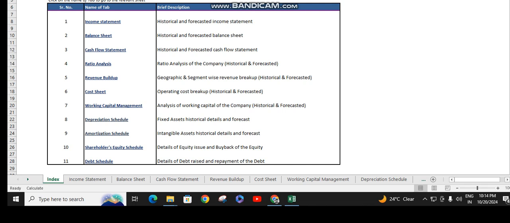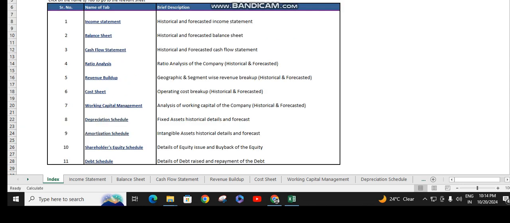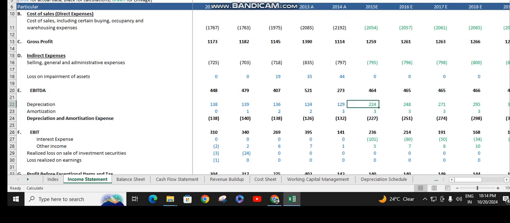Then we have the working capital management, an analysis of the working capital of the company, historical or forecasted, whatever is there. Then we have the depreciation schedule, the fixed asset historical details and the forecast. Then the amortization schedule, the intangible asset historical details and the forecast. Then the shareholders' equity schedule, the details of equity issues and buyback of equity. Then we have the debt schedule, the details of the debt raised and the repayment of the debt, whatever is there, we can discuss here. So next we are going to discuss the income statement.